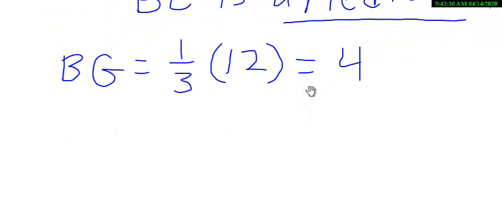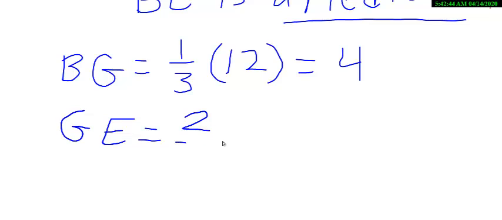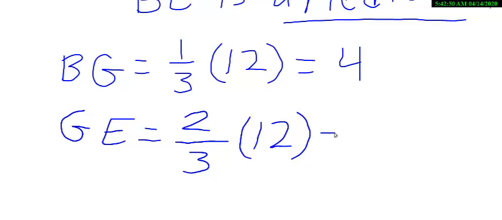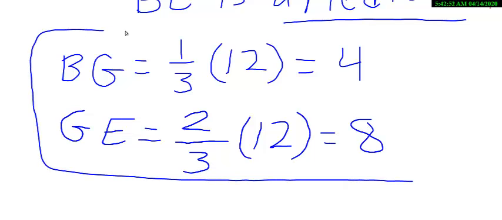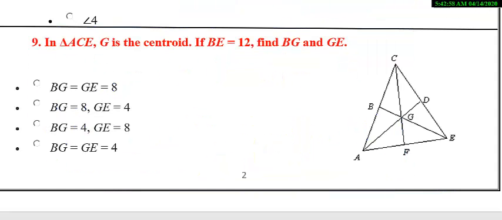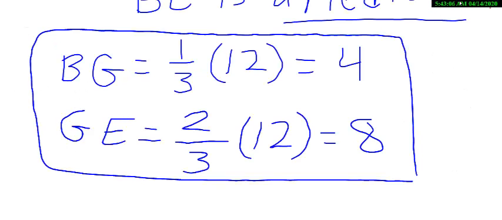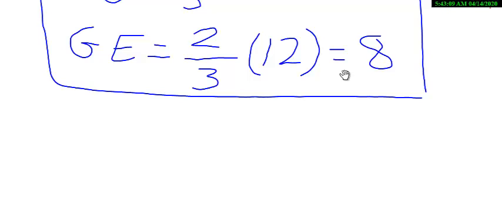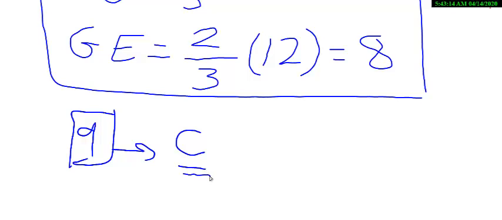And the length of GE, according to the definition of the centroid, is gonna be 2/3 of the median, which is 8. And this will cover the answer for question number 9. So the best choice, where BG is 4 and GE is 8, is number C. So the correct answer for question number 9 is choice C.